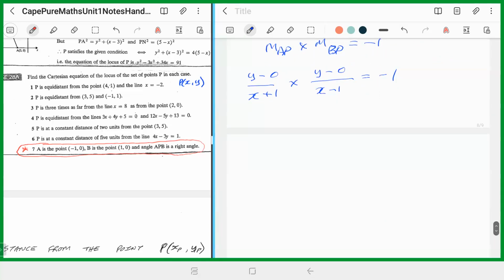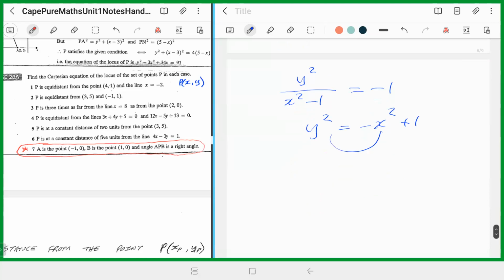It's a locus, you know. Here, we're going to get y squared over, this becomes the difference of two squares, which becomes x squared minus 1. That is equal to negative 1. Multiply this over here, we get y squared equals minus x squared plus 1. Transpose this, we get x squared plus y squared equals 1.